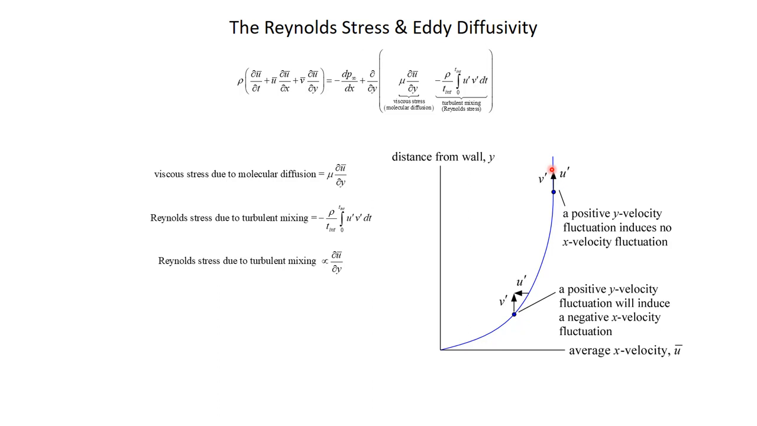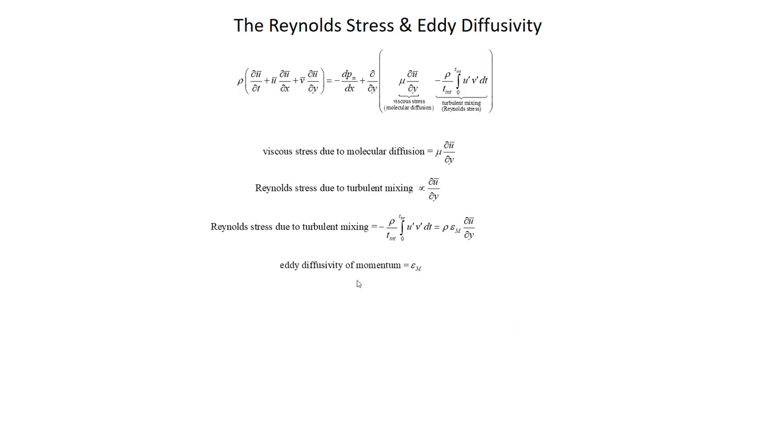So the point, I guess, is that this correlation that I get here is proportional to the magnitude of the velocity gradient. So this Reynolds stress term here is proportional to du dy, right? So just like the molecular diffusion is proportional to du dy, and the constant of proportionality, we call that the viscosity, the Reynolds stress is also proportional to du dy, and we're going to call the constant of proportionality rho, the density of the fluid, times epsilon sub m, where epsilon sub m is the Eddy diffusivity of momentum, right?